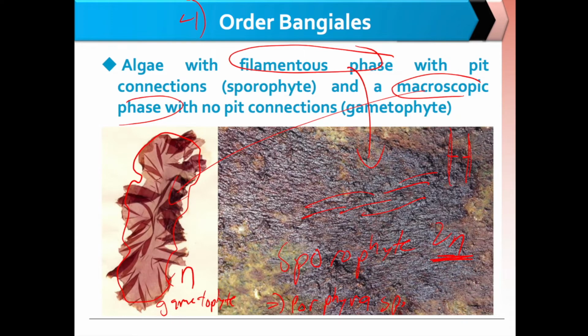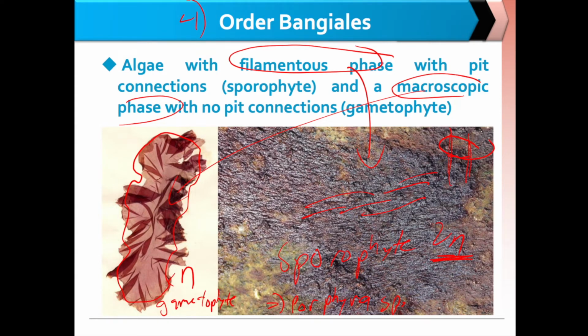So yeah, you have a gametophyte and you have a sporophyte. Now, the presence of pit is, again, if you remember earlier what I said, the presence of this pit right here. The absence or presence of pit usually denotes primitiveness or advancement in terms of the evolutionary status of the individual. And in this case, when you have a pit connection, that's more advanced. When you don't have the pit connection, it is less advanced or primitive.